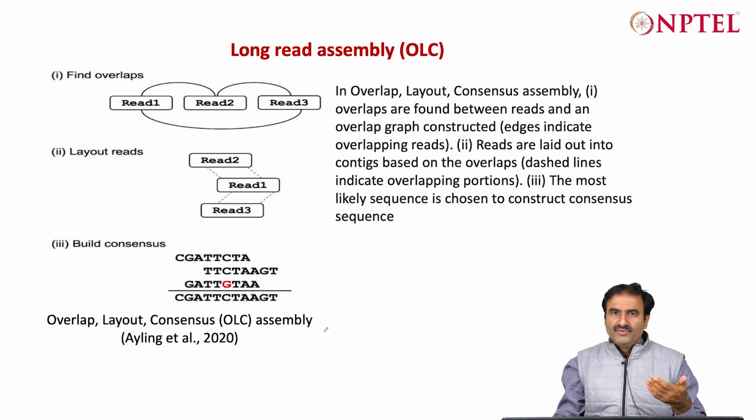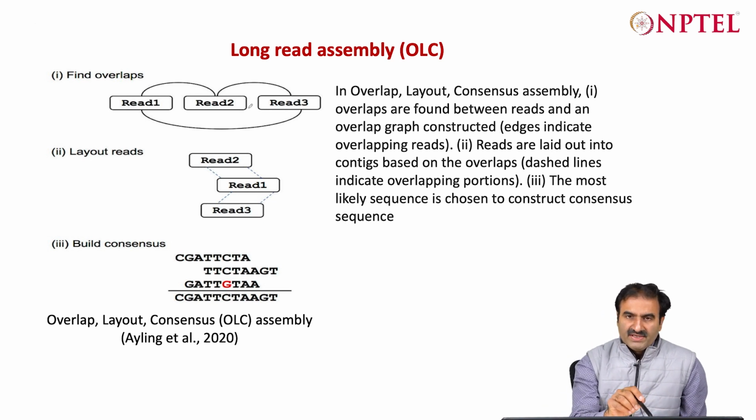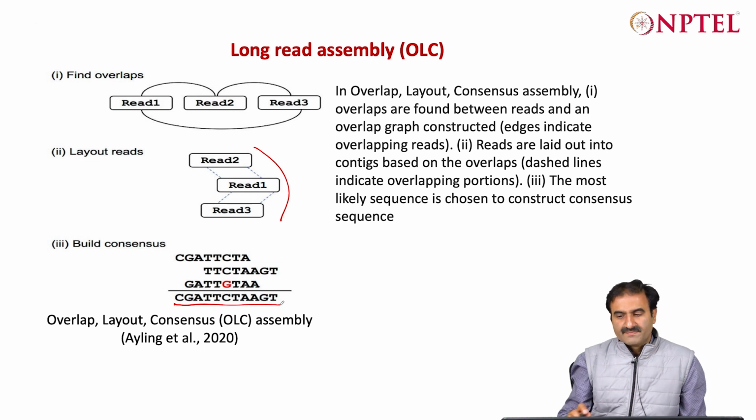Then those reads which are showing the overlap are laid out based on the overlap we have observed, that is the overlap layout, and based on that layout we will be building the consensus. Like here read 1, read 2, read 3: read 1 and read 2 show some overlap, read 2 and read 3, and read 1 and read 3. So you arrange them in the order of their overlap, and based on that you can build the consensus.